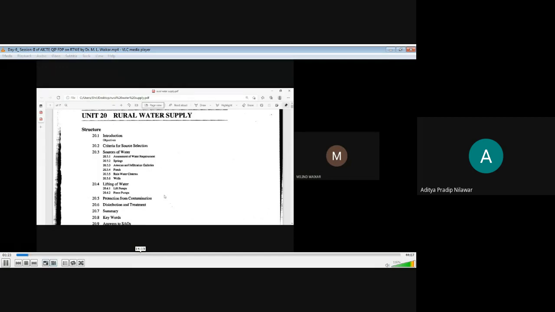Criteria for source selection, especially for rural water supply system. Then what can be the possible sources of water in case of this RWS. Then I will try to explain protection of the system developed from contamination, and simple treatments for rural water supply. Then we will discuss things related to rural water supply.